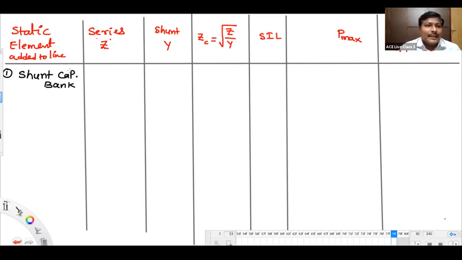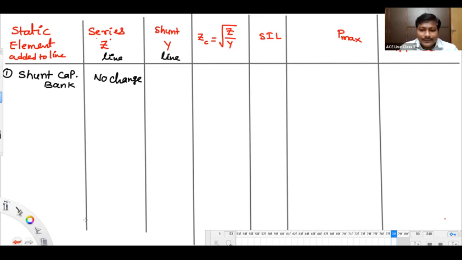Shunt capacitor bank we have added. What happens to series impedance of line? Series Z of line, no change. Because we are adding a shunt element, there is no change in the series element. So there is no change in the series impedance value. No change in the series impedance.